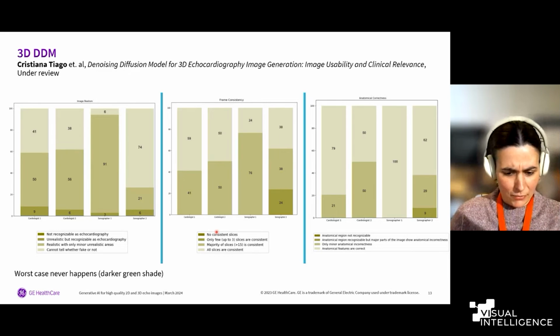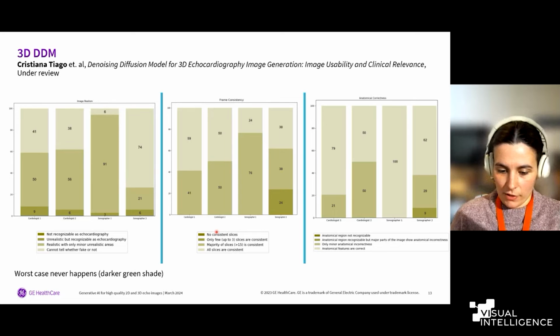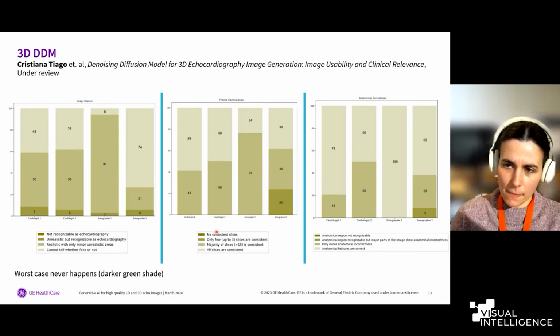And in terms of frame consistency, they said that the majority of the images were consistent, meaning there were no random speckle patterns between consecutive frames. This speckle pattern consistency is really important in ultrasound because, even though the speckles are random and associated with the patient, they have to be consistent throughout the whole cycle. It cannot be just random noise generating the speckles.